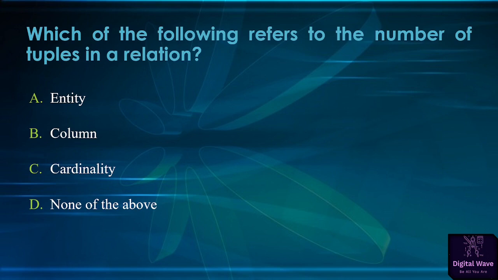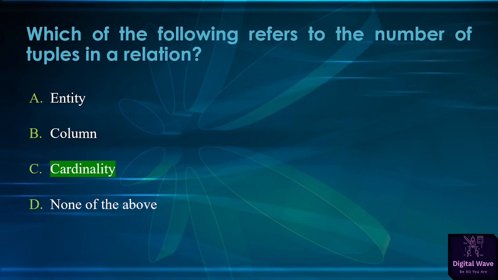Next question is, which of the following refers to the number of tuples in a relation? So options available here, entity, column, cardinality, and the last option is none of the above. So right answer will be cardinality. So cardinality refers to the number of tuples of relation, because cardinality represents the number of tuples in a relation.